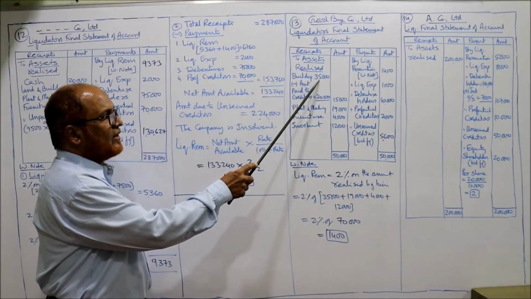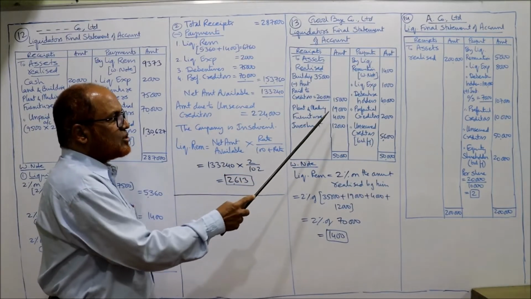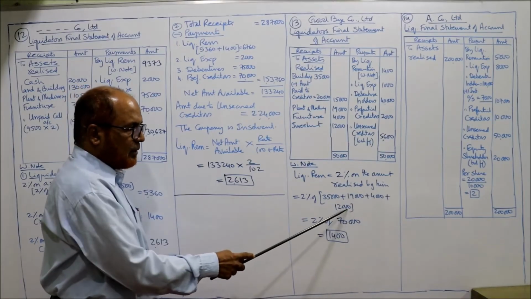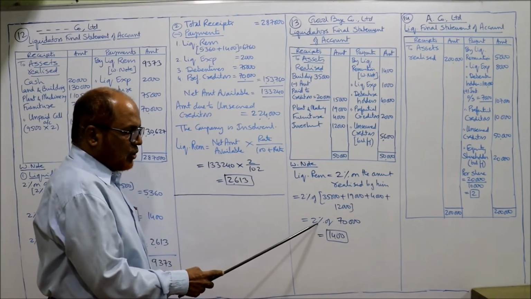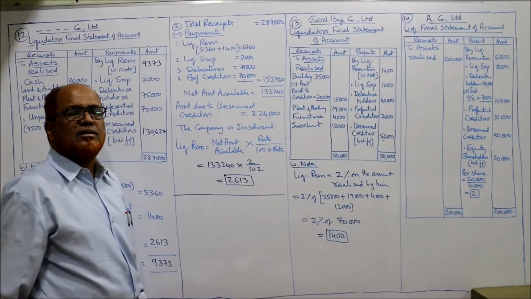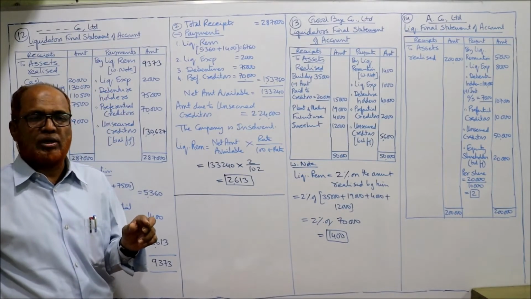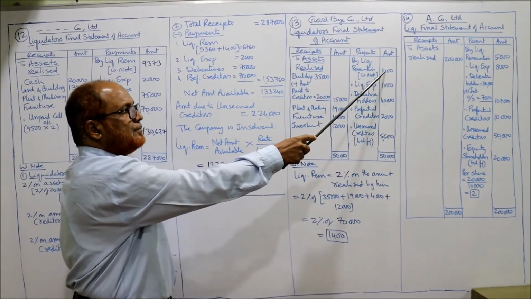Building he sold for 35,000. Plant and machinery 19,000. Furniture 4,000. Investment 12,000. So these four amounts you add up, it will come to 70,000. So 2% of 70,000 is 1,400. So 1,400 rupees is the liquidator's remuneration. This will be taken here.